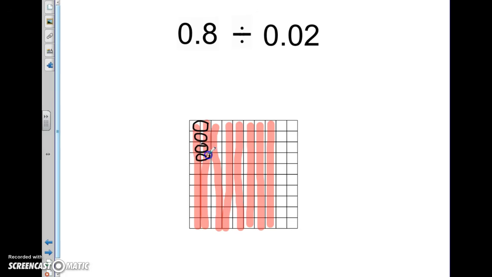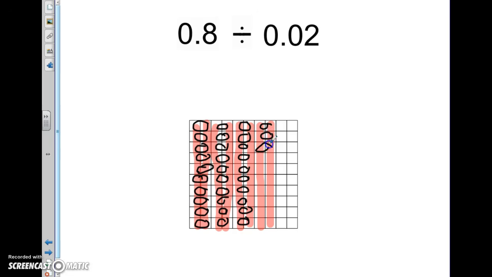So I'll go as fast as I can here. Even if it's a little bit messy, just for the sake of time. But as I'm doing that, I want you to make a prediction. How many groups of these 2/100ths are there going to be in 8/10? Think about that. Again, sorry about the time, but just how many groups? There are a lot of groups of 2/100ths in the 8/10.